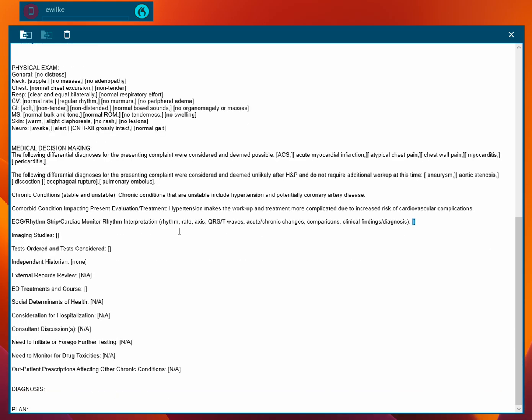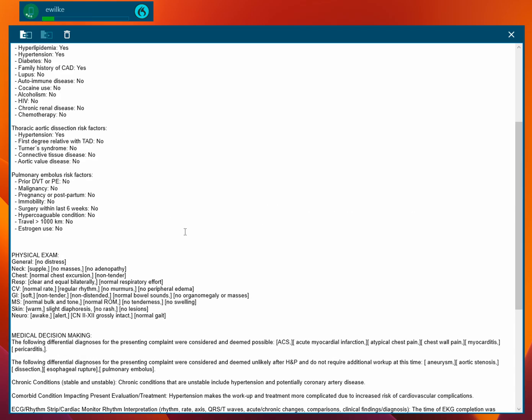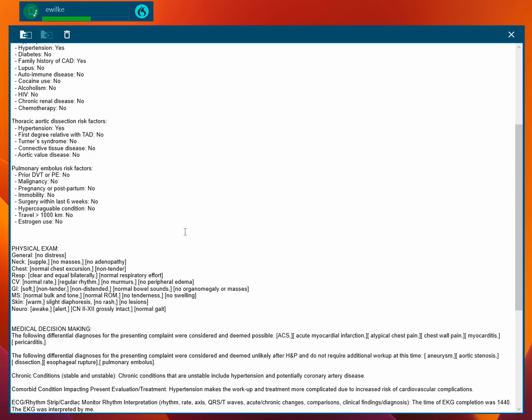All right, EKG. The time of EKG completion was 1440. The EKG was interpreted by me. Rhythm is normal sinus with a rate of 82. QRS duration is normal. Axis is deviated to the left. Intervals are normal. ST segment and T waves show nonspecific ST-T wave changes with some ST segment depression in V1 through V3.